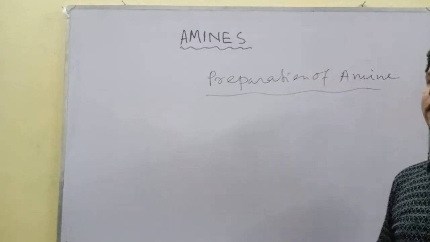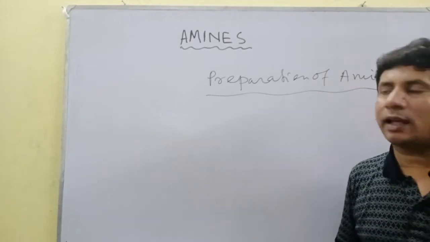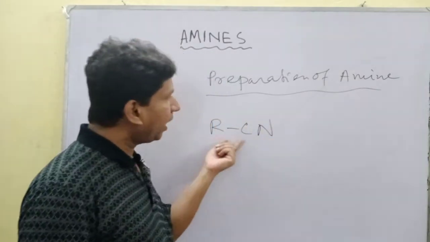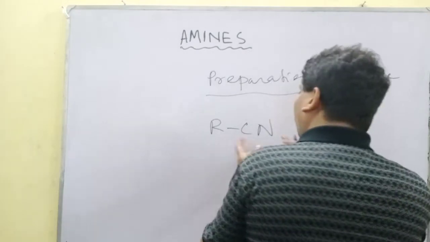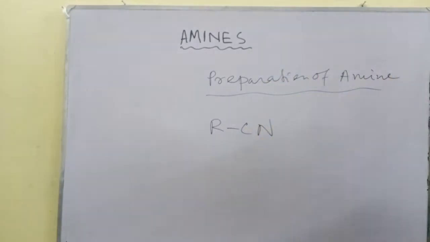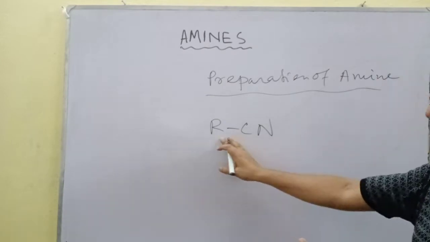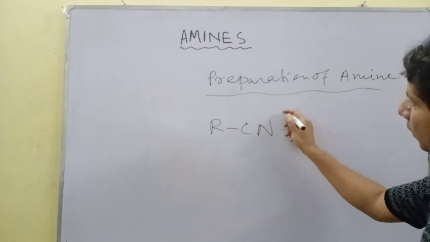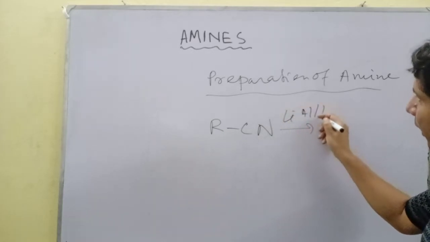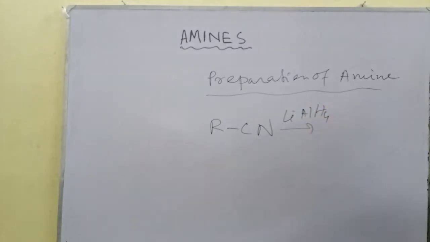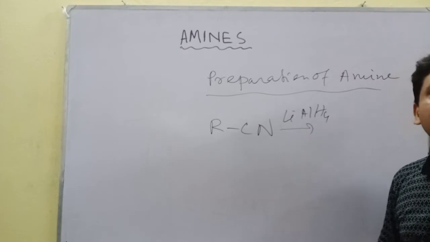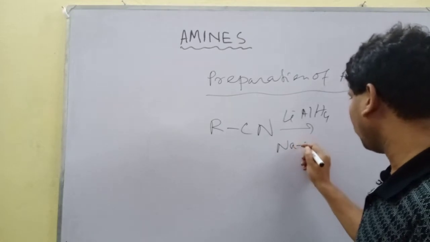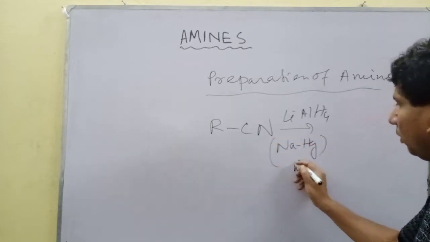And Mendius reduction. What is the Mendius reduction? Mendius reduction means RCN. What is RCN? That means alkyl nitrile, with a C triple bond N, or alkyl cyanide. This alkyl nitrile can be treated with lithium aluminum hydride, no problem, or we can treat it with sodium amalgam in alcohol, or sodium amalgam in ethanol.